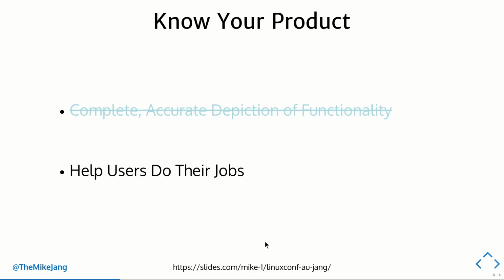So what do you want with UI text? Accurate text, yes, which means you must know your product, but you want just enough text to help users do their jobs.